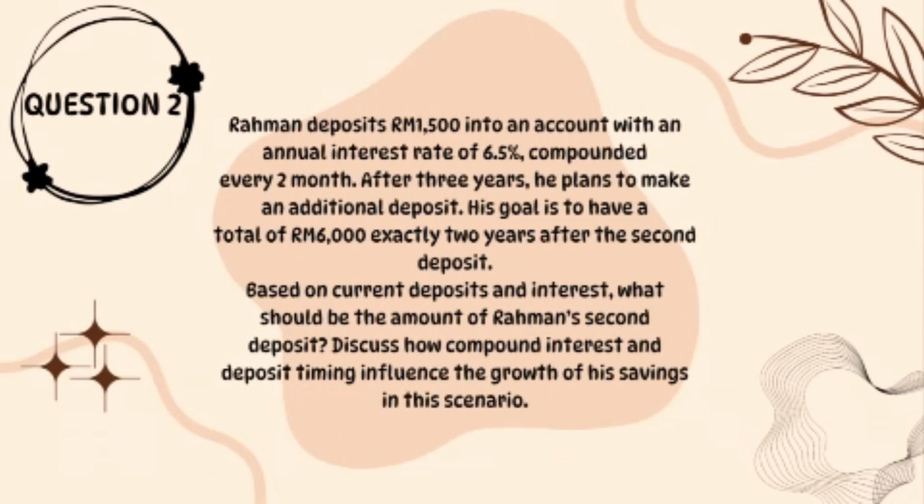For question 2, Rahmat deposits 1,500 ringgit into an account with an annual interest rate of 6.5% compounded every 2 months. After 3 years, he plans to make an additional deposit. His goal is to have a total of 6,000 exactly 2 years after the second deposit. Based on current deposits and interest, what should be the amount of Rahmat's second deposit? Discuss how compound interest and deposit timing influence the growth of his saving in this scenario.